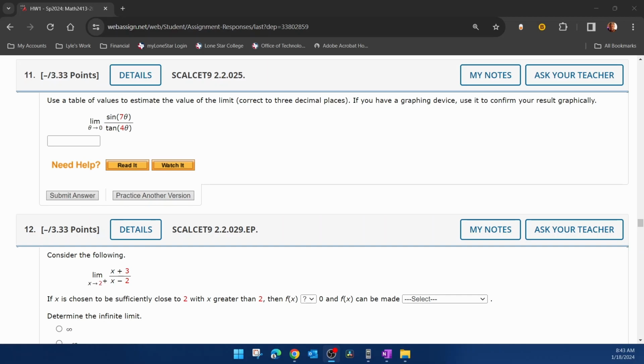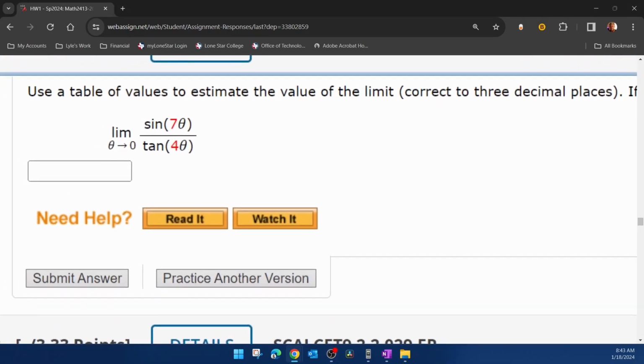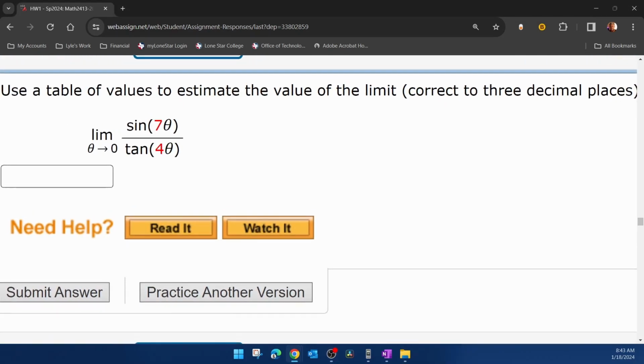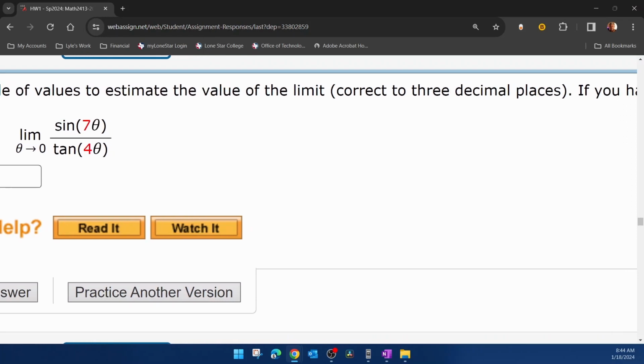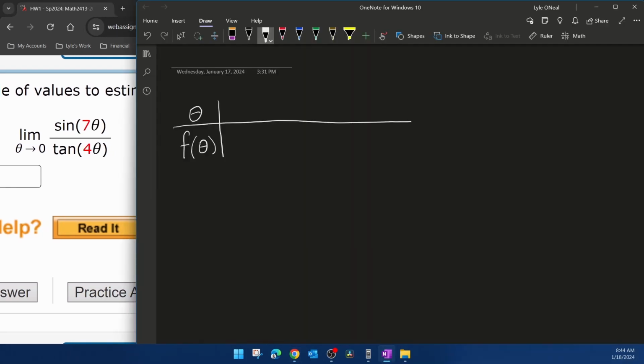So if we're going to make a table of values, if we zoom in on this, we can see that our function is sine of 7 theta divided by tangent of 4 theta. And so I've got my scratch pad open here. And what we need to do is pick some values of theta that approach 0. And we need to pick values that approach 0 from both sides, so from the left and the right.